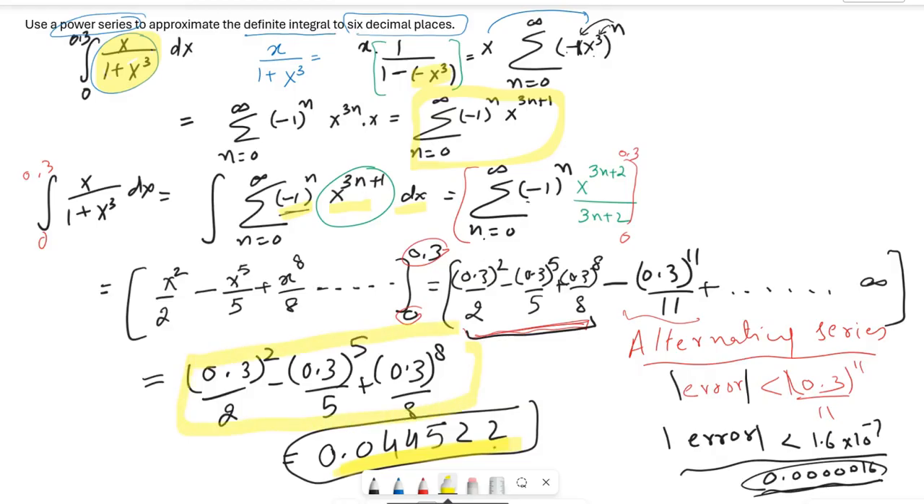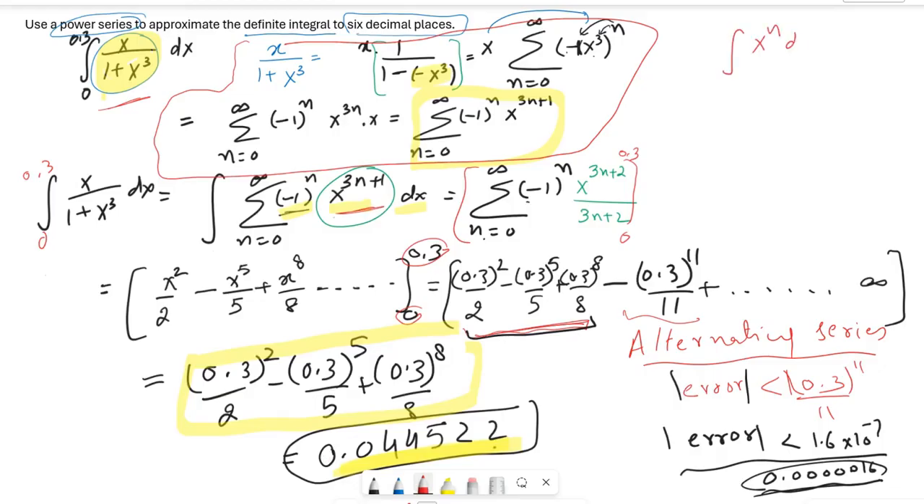So let's summarize this whole thing. We had to use power series to approximate the definite integral. We started with just the function itself, right? We expressed the function as a power series, and then we integrated that. When you are integrating that, it's just the power rule. You guys remember the power rule? The integral of x to the power n is x to the power n plus 1 divided by the new power, plus c. We are not writing c in this case because it's a definite integral. So we added 1 to the power 3n plus 1 and then divided by the new power.